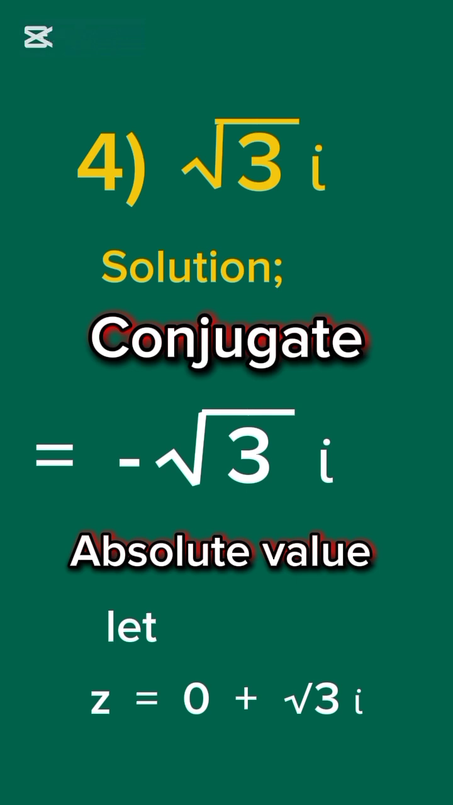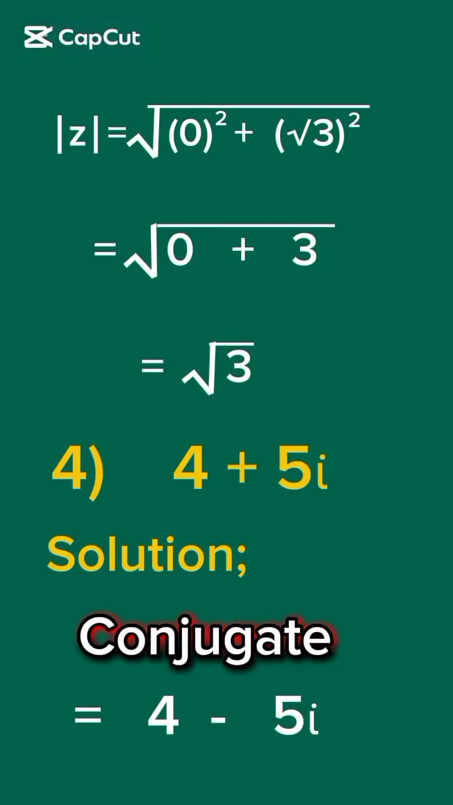Absolute value. First, let z equal 0 plus square root 3 iota. Take square of real part and imaginary part, then add and take square root. Square of 0 is 0. Square root of 3 square becomes 3. Add them. 0 plus 3 equals 3. So absolute value is square root of 3.